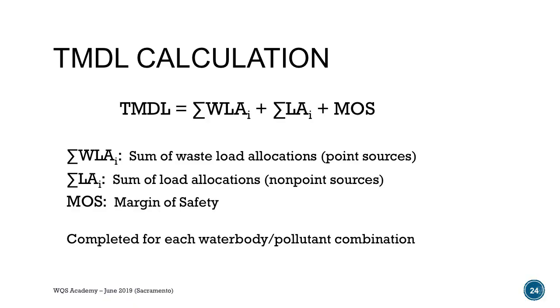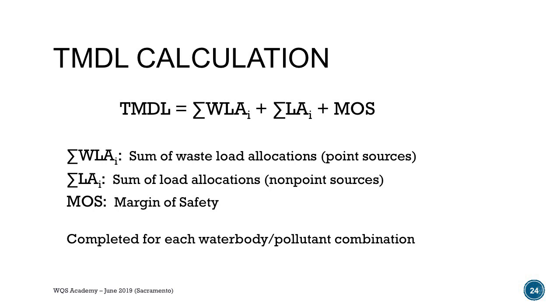And that's your TMDL calculation. Now notice there is the waste load allocation and the load allocation. There's also a margin of safety. The margin of safety is, well, this is not an exact science, unfortunately. It is designed to put in a factor that increases the protectiveness of the TMDL if our assumptions are wrong. I don't want to call it a fudge factor, but I guess I just did.